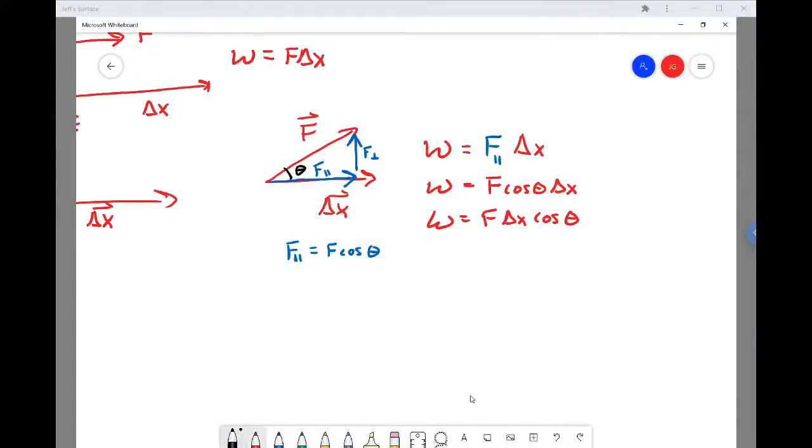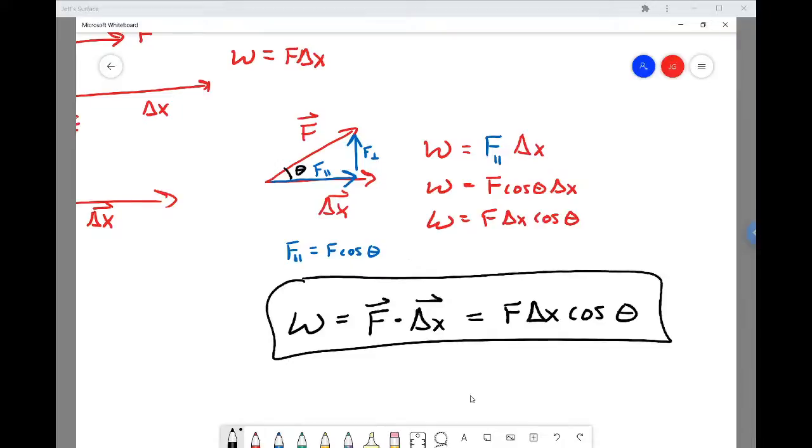So another way to write out this expression for work, let's use black, is it's the dot product between two vectors, and that's equal to the magnitudes of those vectors times the cosine of the angle between them. Okay, so here we have a more careful, more complete way of writing down what this quantity is.